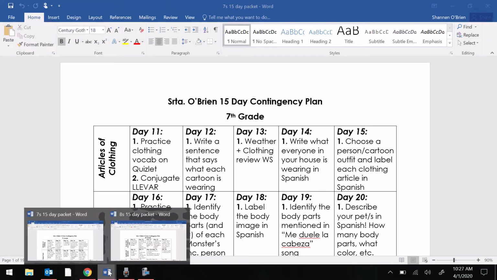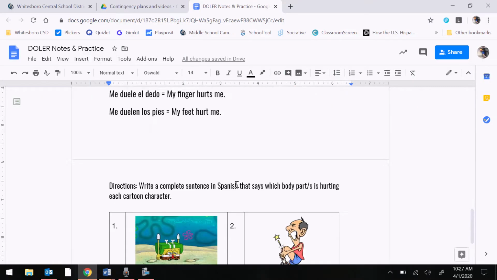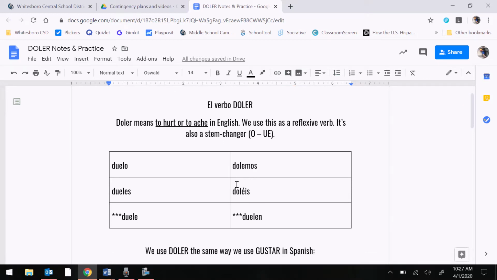Soy Señorita Brian reporting in for day 13 of your 15-day contingency plan packet. You guys are on the middle of the first row where it says day 13. You're doing notes on doler, which have been filled in for you, and a "¿Qué le duele?" blank worksheet. All right, so your assignment is going to look like this today. All right, so it gives you notes on the verb doler.